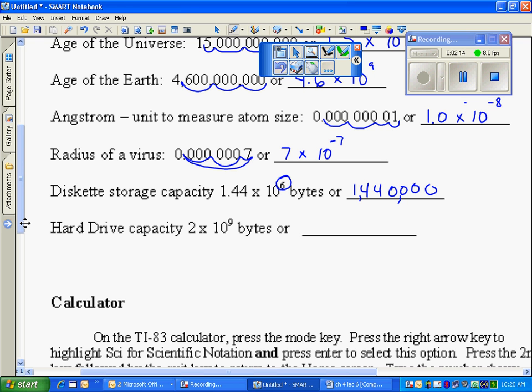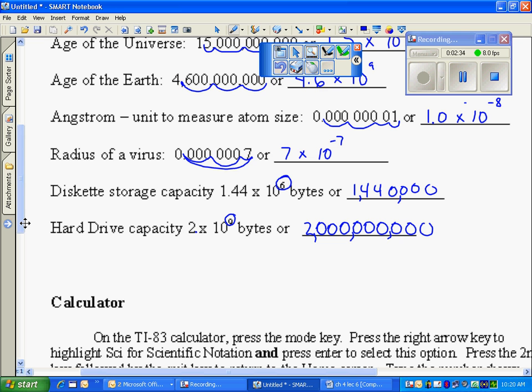And this again is a positive exponent, making my number larger. We'll call my decimal places right after the 2. I'll move it 9 places. 1, 2, 3, 4, 5, 6, 7, 8, 9. Then I like to go back in and group those commas.